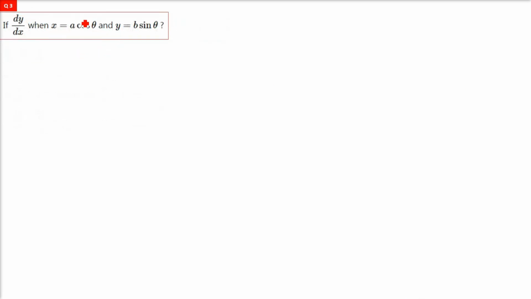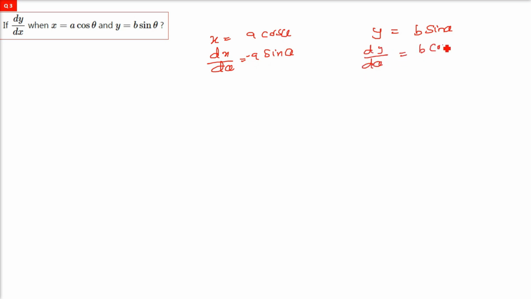This is a very straightforward question, because if you have learned how to do this, you can just go ahead. We have x equals a cos theta, y equals b sine theta, and we'll differentiate with respect to theta first. dx by d theta is a, and cos theta gives minus sine theta. Here also dy by d theta, b will come in front, and sine theta gives cos theta.